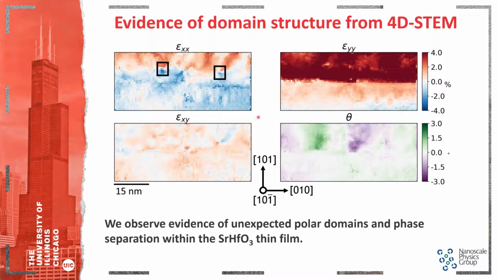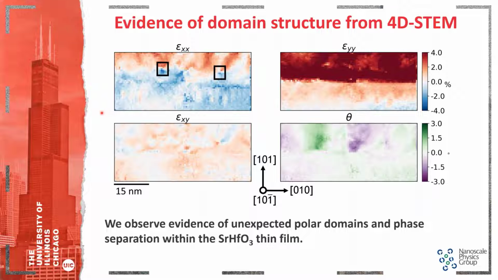On top of that, some of the interesting behavior: we do see some signs of polarity as well. The black boxes here mark the evidence of some polar domains. And we also see some phase separation, where we observe multiple phases of strontium hafnate grown under the same condition. We are in the process of publishing these results, and they will be discussed later in a manuscript.